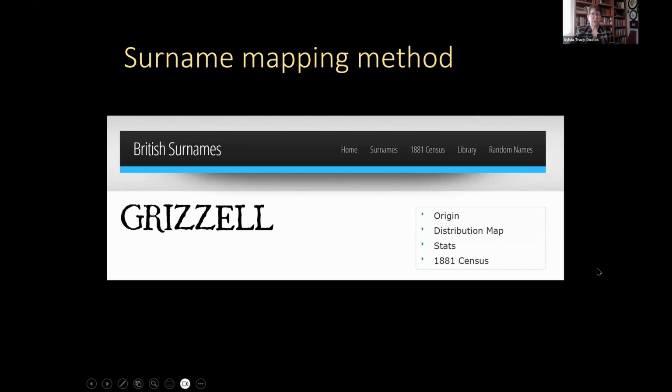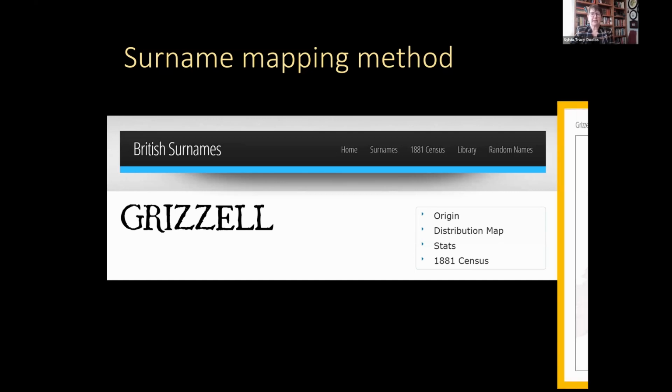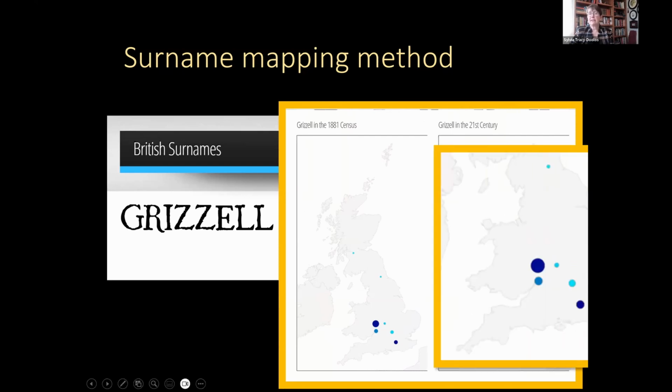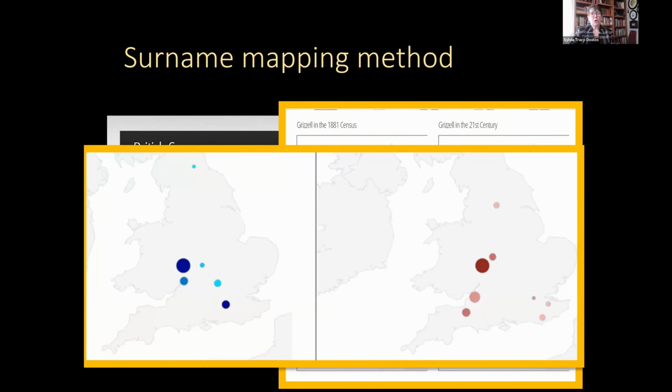So this site is called British Surnames. There's a number of sites that are similar to this, but it gives you information like the origin of the family surname. It gives you a distribution map, which I'm going to show you, and some statistics and the 1881 census. So this is what it gives you when you look up that distribution. And thankfully, Grizel is a relatively uncommon name. I'm going to make this a little bit bigger here. And what it's showing me is where in 1881 and in the 21st century the Grizel surname is found.